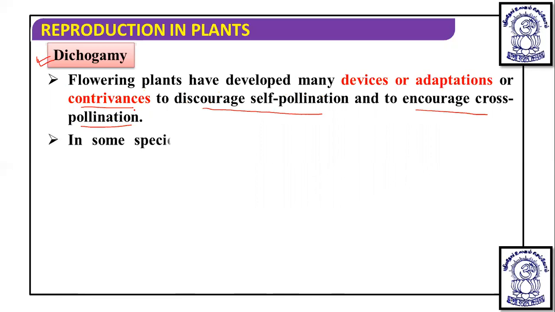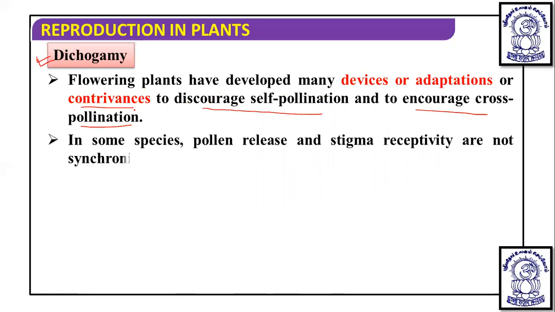Now, in some species, pollen release and stigma receptivity are not synchronized. So if the stigma matures first, then the pollen grain will not attach to the stigma, and if the anther matures first, the pollen grain gets wasted. If pollen release and stigma receptivity are synchronized, then self-pollination will occur, and if not synchronized, self-pollination will not occur. In dichogamy, the same happens: these are not synchronized.